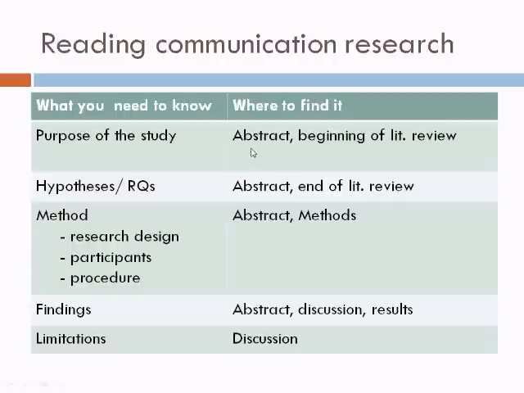That information you will find in the abstract and also in the beginning of the literature review, in the very first pages of the literature review. One or two first pages is where the author presents his case and discusses what information they're trying to find. The next important information you need is the hypotheses or research questions. I'm using the symbol RQ for short here, that the researchers proposed that guided the study. Those you will usually find in the abstract and also at the end of the literature review.